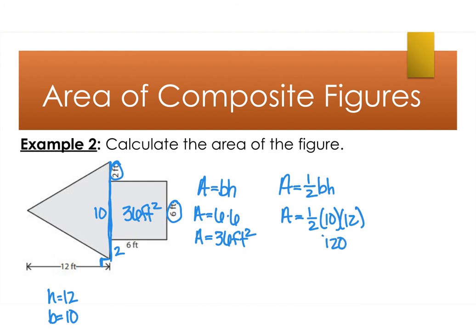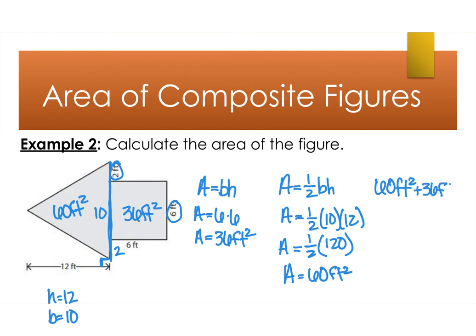10 times 12 is 120. When I multiply by 1/2, it's the same thing as dividing by 2. So I'm going to label that in this triangle. So then I just need to add those up. So I have 60 feet squared plus 36 feet squared equals 96 feet squared. And that should be our entire shape.